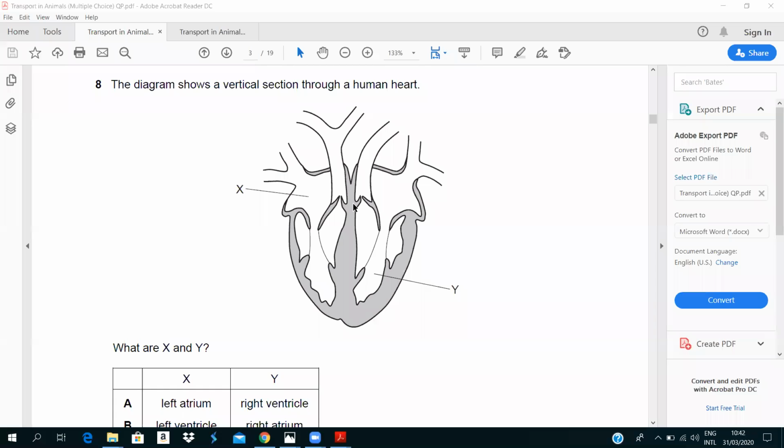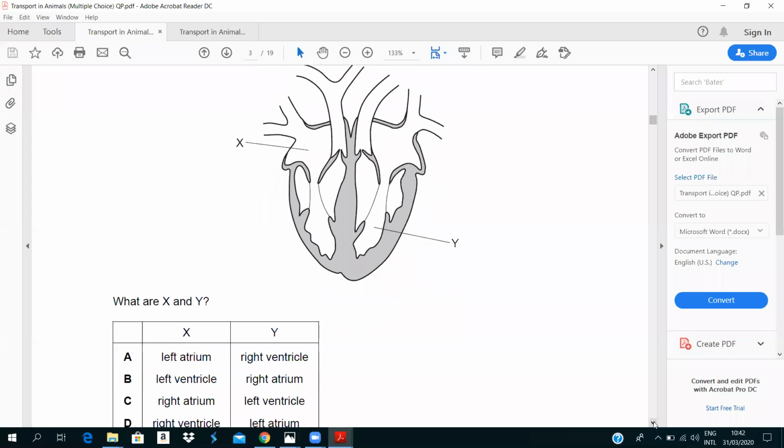Yes. Can you answer? Read the question. The diagram shows a vertical section through a human heart. What are X and Y? Y is the left ventricle. So it's C. Thank you, Y is left ventricle. And the X? Right atrium. Right atrium, thanks. So, what is the answer? With X right atrium and Y left ventricle, it's clear. What is the answer?